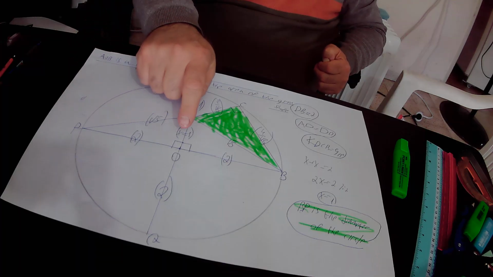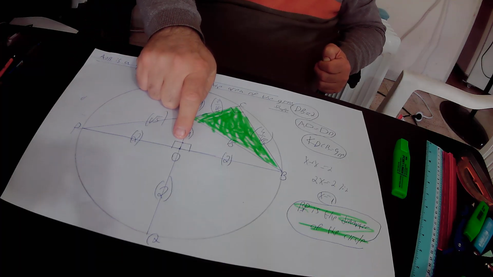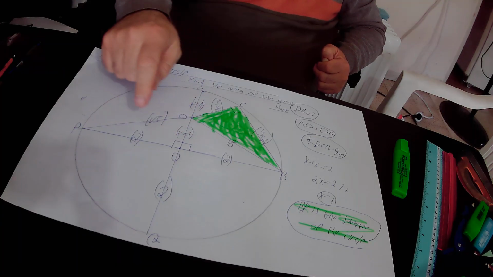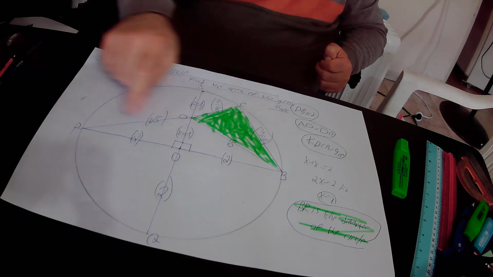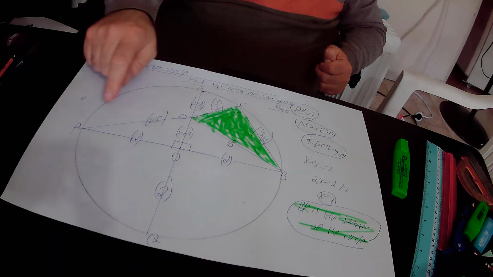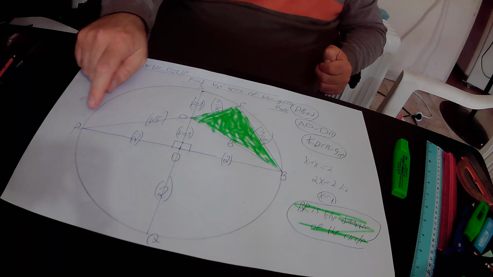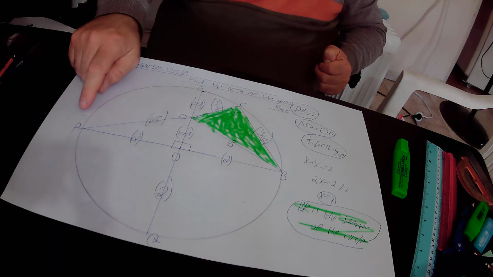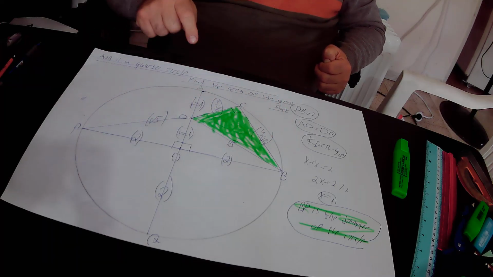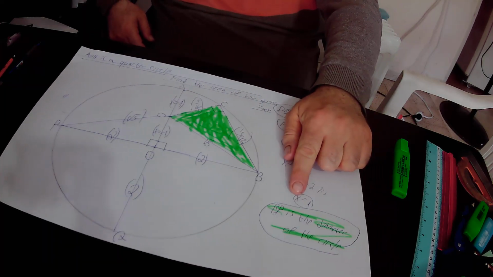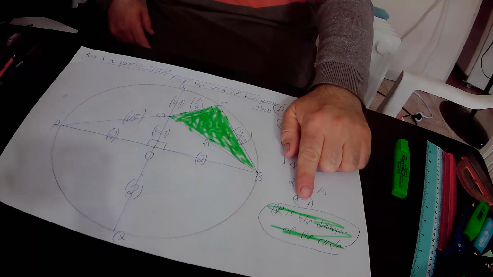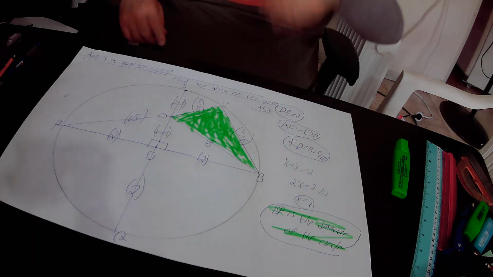PB is a chord that passes through point O, the center of the circle, and we know that any chord that passes through the center of the circle must be the diameter of the circle. Therefore, POB is the diameter of the circle, which means PB is also the diameter of the circle. Here, I wrote down that PB is the diameter of the circle.